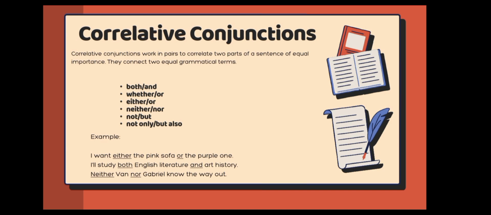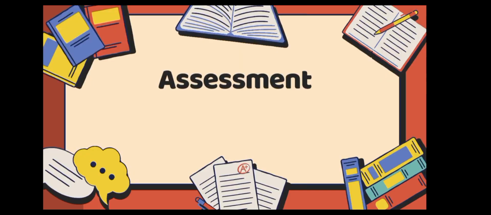And the last: Neither Van nor Gabriel knows the way out. So in this sentence, it radiates negative vibes. It means it's not true that they know the way out, so it's only fitting that "neither...nor" was used. And that's pretty much it for today's topic.